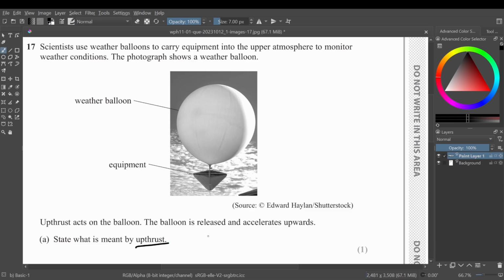Okay, so basically let's understand what is happening here. This is our weather balloon and it has been affected by, number one, the equipment's weight, which is acting downwards, and then it has an upthrust. And what is actually upthrust? Upthrust is basically an upward force caused by any fluids. Fluid means like air or water, right? And it always acts opposite to the weight, right? So basically we just have to mention that.